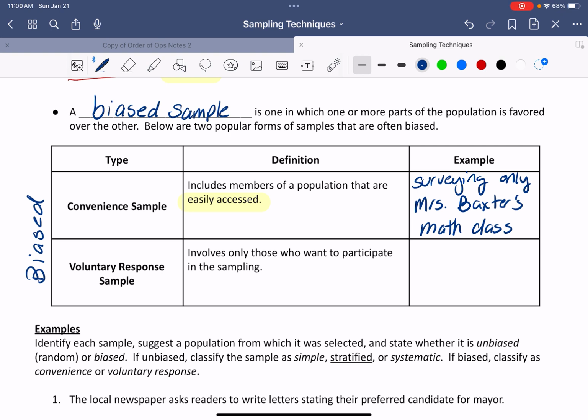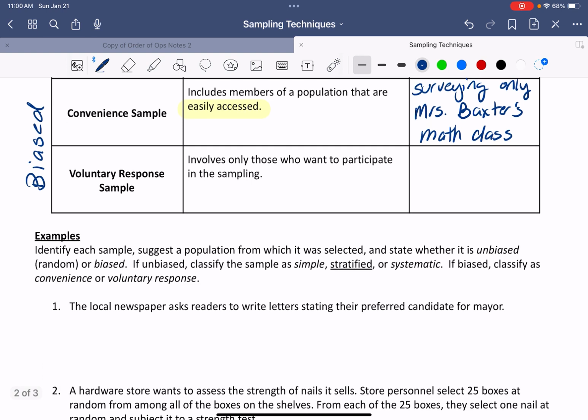Now, a voluntary sample, the next one here, involves only the people that want to participate, all right? So here's a great example. You're at the mall. Have you ever walked by and somebody's holding a little survey thing, and they say, excuse me, would you like to take our survey? A lot of times I say no. I'm like, oh, sorry, I'm busy, right? And I walk away. So only the people that want to participate in the sample are going to participate.